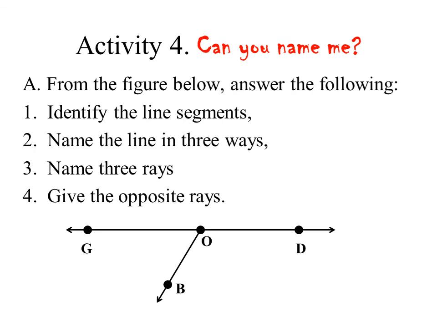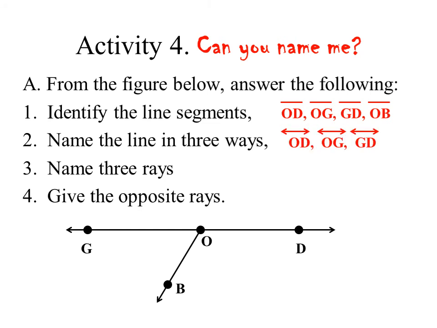What are the different line segments that you can see in the figure? We have there line segment OD, line segment OG, line segment GD or DG, and line segment OB. Okay? Are you correct? Next question. Name the line in 3 ways. So we can name it as line OD, line OG, or line GD.